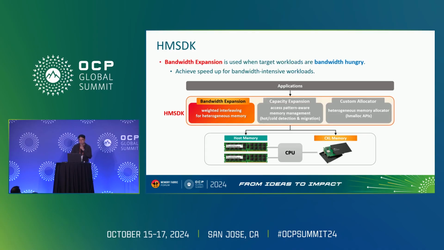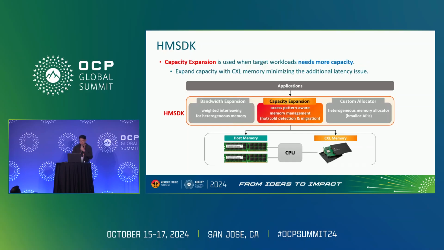The bandwidth expansion mode can be used when the target workload is bandwidth hungry. In that case, by providing more bandwidth, we can achieve a speedup for bandwidth intensive workloads. For the capacity expansion mode, if the workload is not bandwidth hungry but requires more capacity, we can expand the capacity with the CXL memory. But accessing the CXL memory requires additional latency, so we have to minimize that latency overhead.